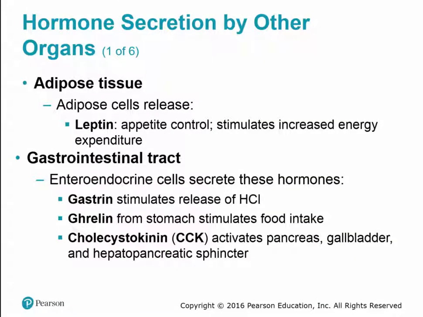Some other tissues and organs can produce hormones, even though they're not technically part of the endocrine system. Adipose tissue is one. Fat cells can produce a hormone called leptin, which stimulates increased energy expenditure and maintains appetite control. The gastrointestinal tract has special enteroendocrine cells that can secrete hormones like gastrin, which stimulates release of hydrochloric acid. Ghrelin from the stomach stimulates food intake, one of the hunger hormones.